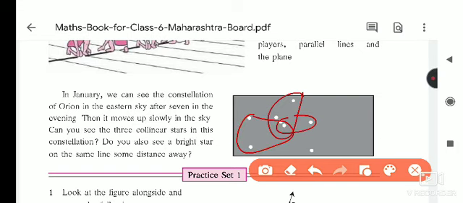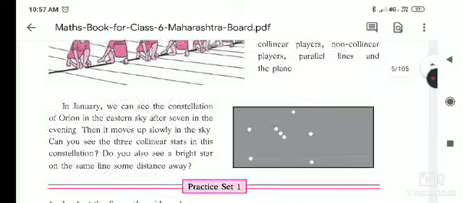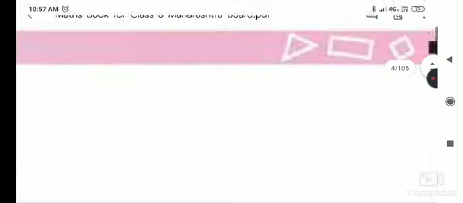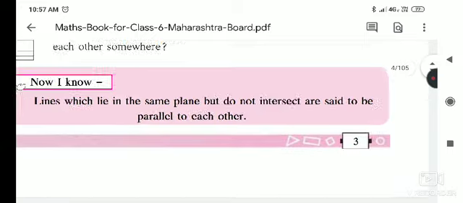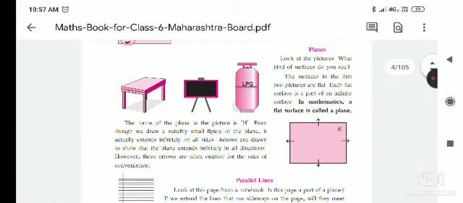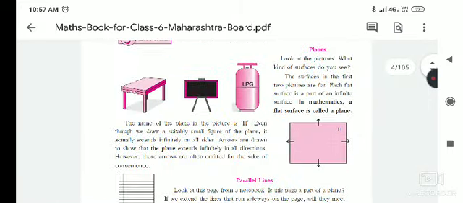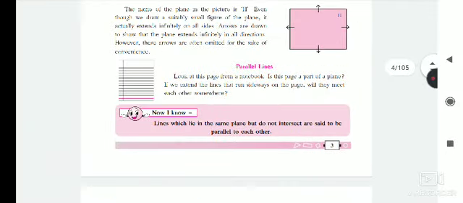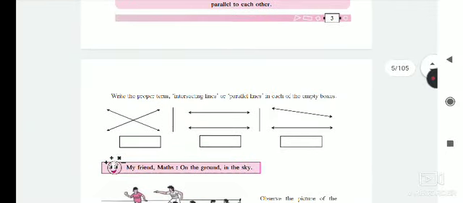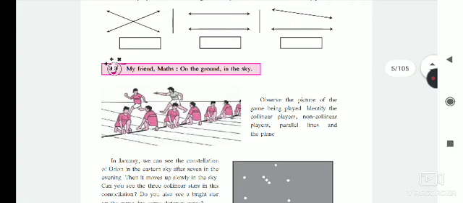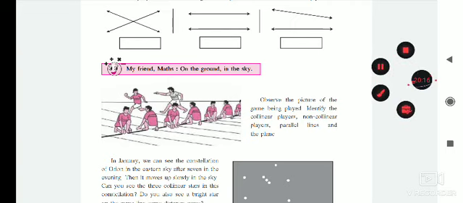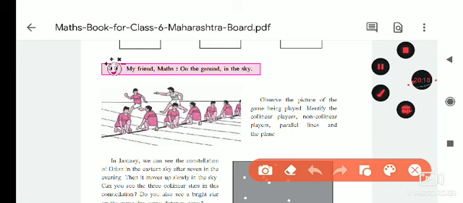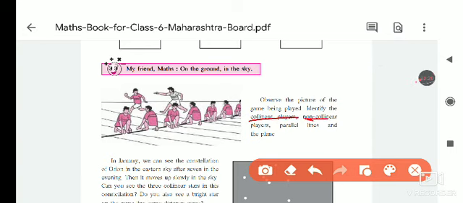So today we saw a new point, that is the plane. After that we saw the parallel lines. Then, in the activity, we found all the things that we studied in this lesson: collinear points, non-collinear points, parallel lines, and we also saw the plane.